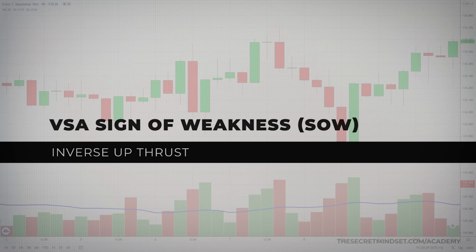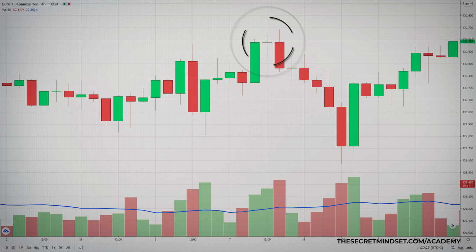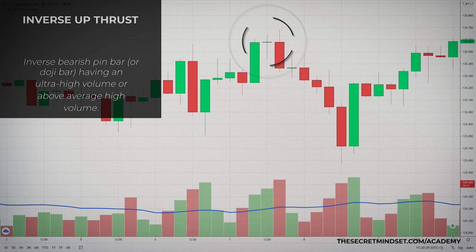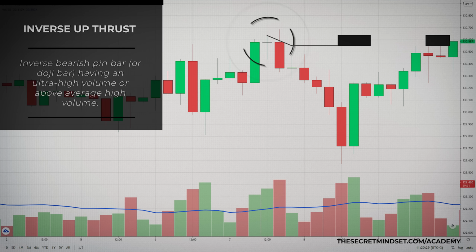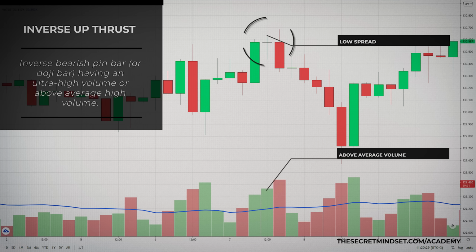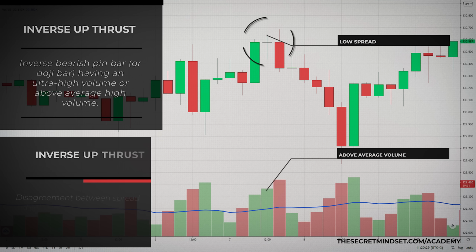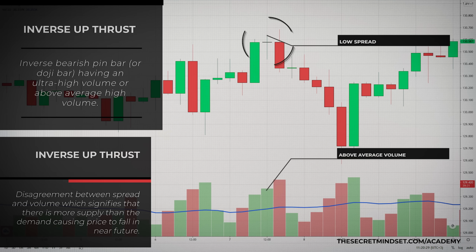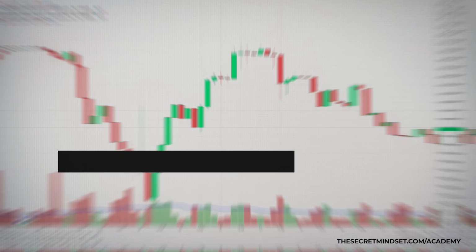Number 8. Inverse upthrust. The inverse upthrust is the inverse bearish pin bar or doji bar having an ultra-high volume or above average high volume. The spread of the upthrust bar is extremely low, meanwhile the volume is relatively high. The volume spread analysis suggests that if the spread is low, then the volume should also be low. In this case, there's a disagreement between spread and volume, which signifies that there is more supply than demand, causing price to fall in the near future.